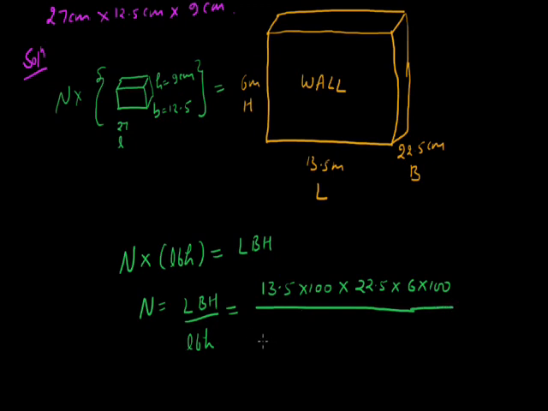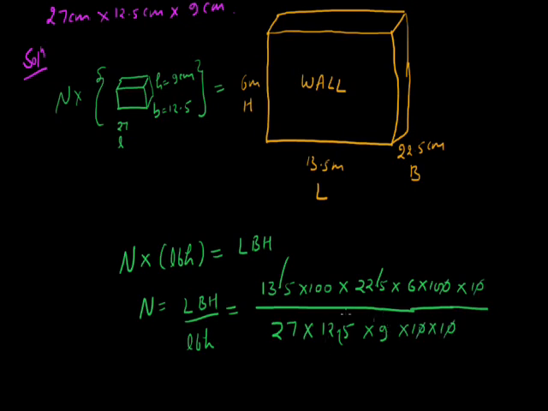Now it is divided by the volume of the brick. All the units of the bricks are in centimeter, so there is no need to convert it. So 27 into 12.5 into 9. Now we have to remove the decimals. First we remove this decimal, we have to put 1 zero at the downside. We remove this decimal, we have to put one more zero at the downside, and on the denominator side we remove this decimal, we have to put one more zero on the upside. Now we cancel all the zeros.